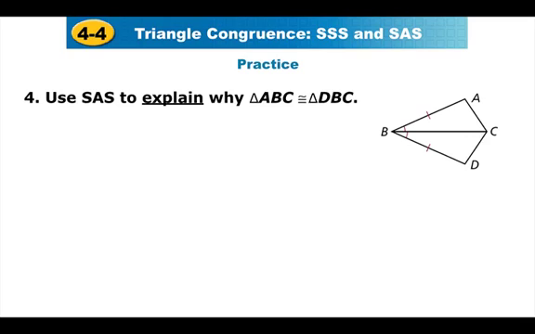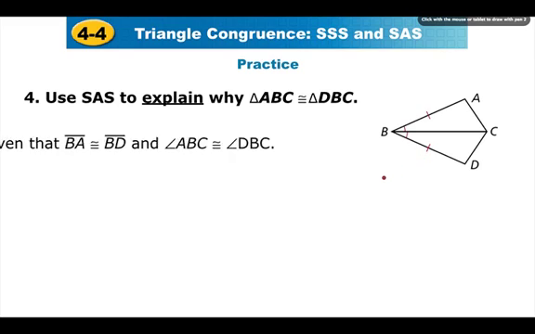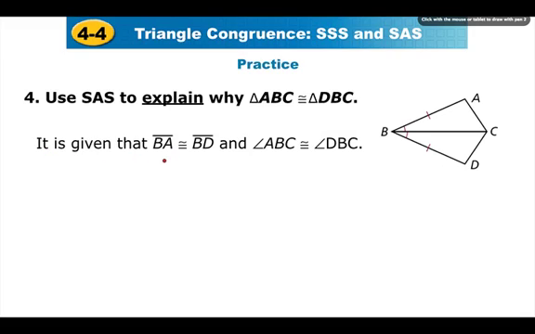So in the same manner, same directions, we're going to explain why these two triangles are congruent using side angle side. So looking at the picture, I know that I have some given information that is congruent. So I write that down. It is given that BA is congruent to BD, and also that angle ABC is congruent to angle DBC.